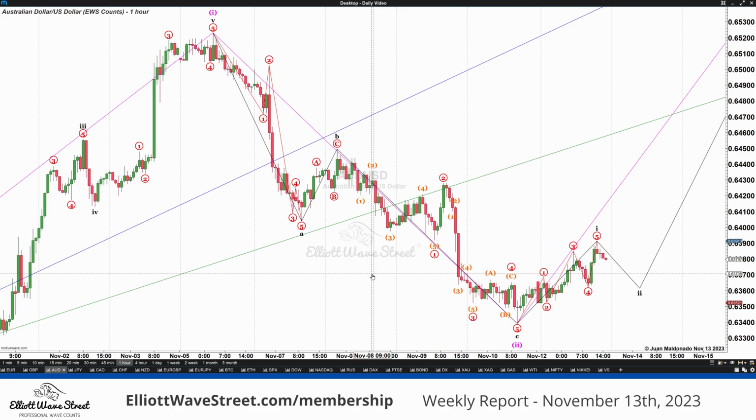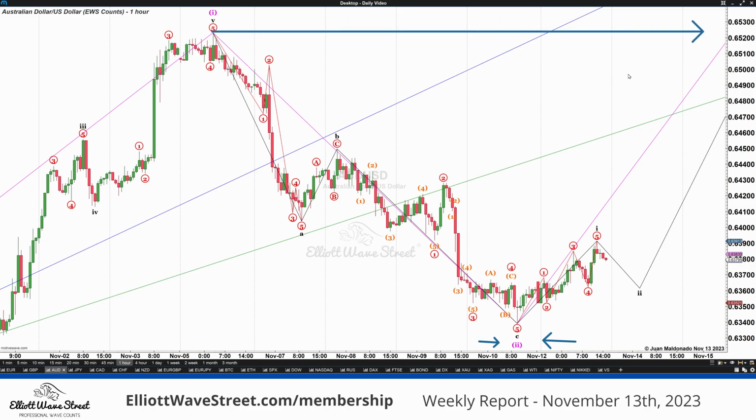Traders, here is the Aussie dollar. The Aussie dollar is one of our favorites for this week because we are finding the end of the leg down that we are calling the wave 2. So the wave 2 could be done. We are going to talk about this part of the process. The target is the previous high.